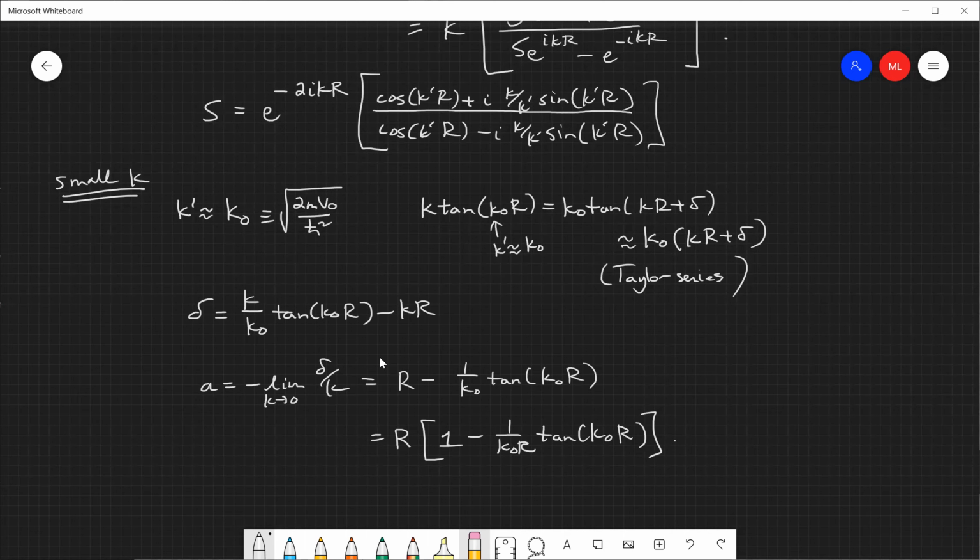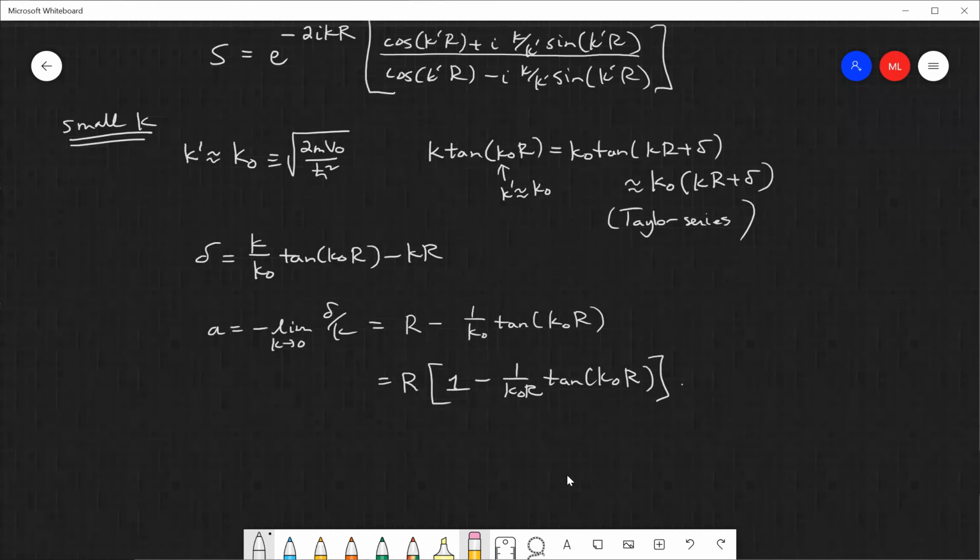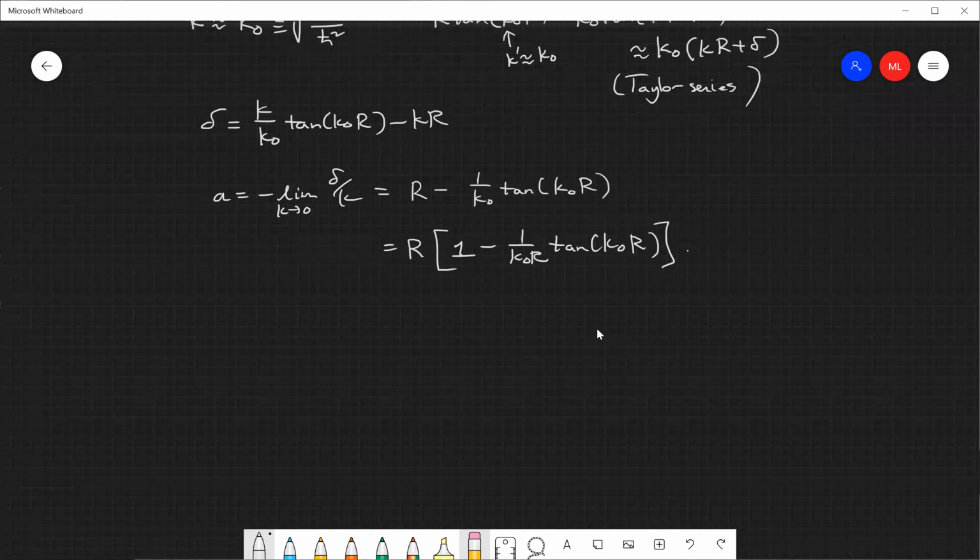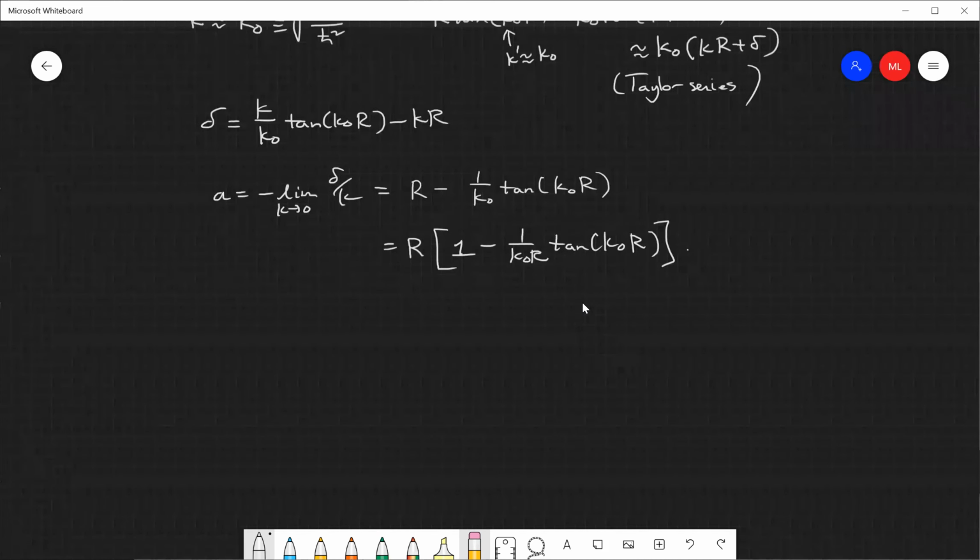So this is a very cool thing because you see it's not really that trivial of a dependence on the potential well depth. It's proportional to r. So if we have a very shallow potential, well, let's plot this thing and see what it looks like.